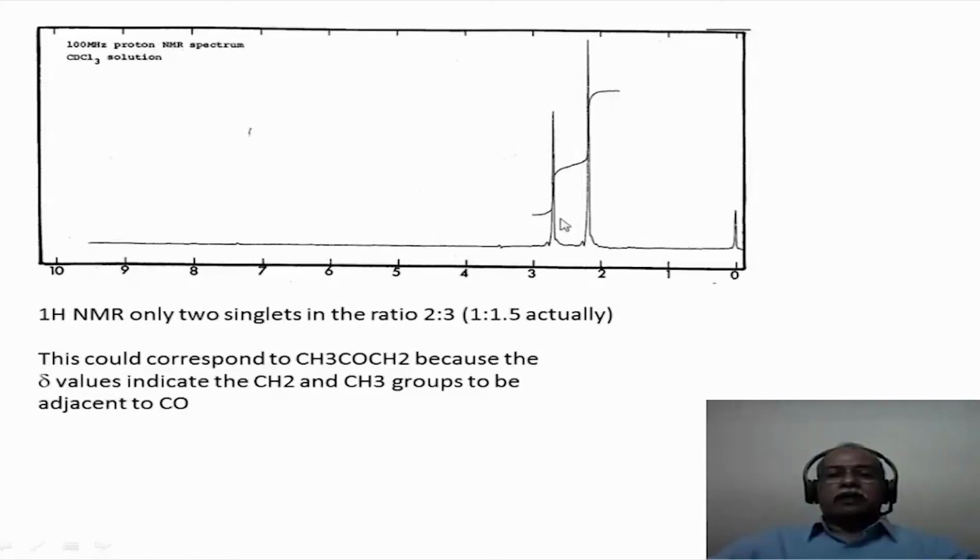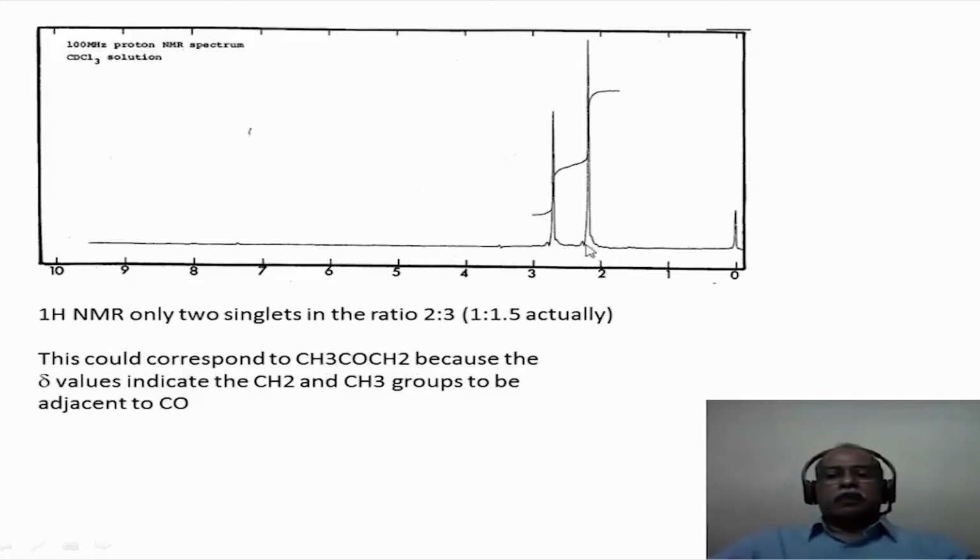The integration, first of all, is a 1:1.5 ratio. If they take this as 1, this would be 1.5. So it must actually be 2:3 or 4:6 kind of a ratio that should be present in the system. The NMR shows only two singlets, one appearing around 2.05 ppm or so, the other appearing around 2.9 ppm or so. This could correspond to a CH3COCH2 kind of functional group.